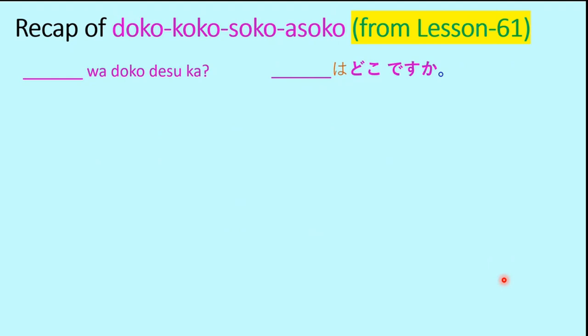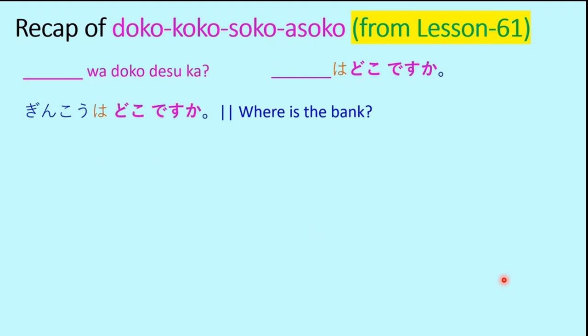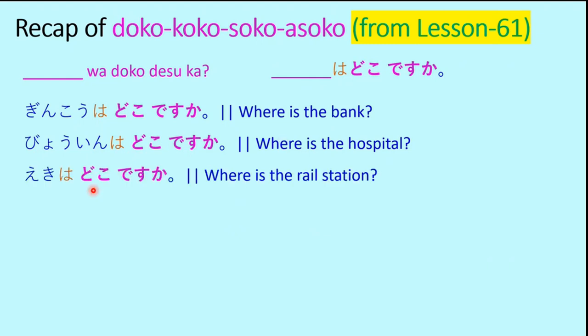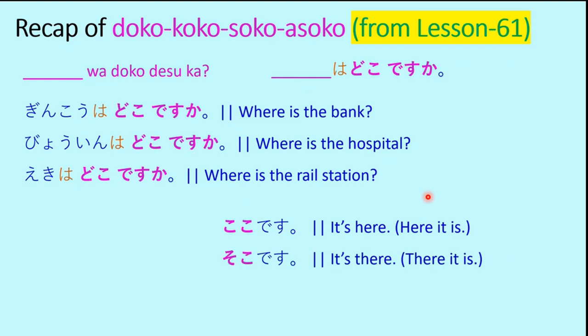The question will be in the form of noun or pronoun wa doko desu ka? And here are a few examples. If we want to ask where is the bank, then it will be ginko wa doko desu ka? Ginko means bank. Likewise, where is the hospital? Hospital means byoin. Byoin wa doko desu ka? Where is the rail station? Eki. Eki wa doko desu ka? And the answer may be koko desu, means it's here or here it is. Soko desu, it's there or there it is. And asoko desu, it's over there, which is at a larger distance and away from both the speaker and the listener.